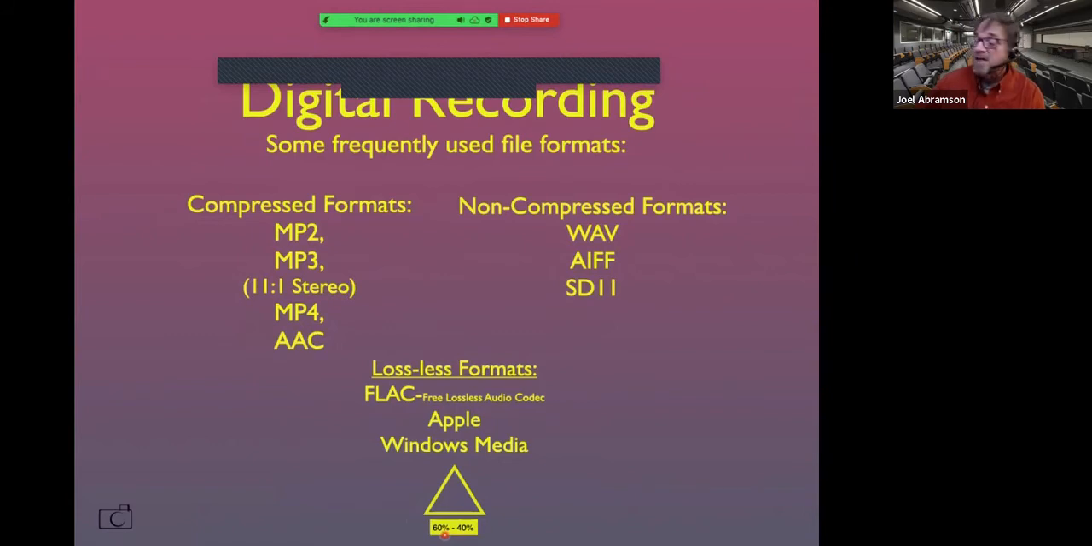And with this lossless format, both Apple and Windows Media have their own free lossless audio codec format. You get more of the information, and a lot of post houses are using this for audio. Okay, so we've got non-compressed, that's a non-lossy format. Non-compressed over here, non-lossy.